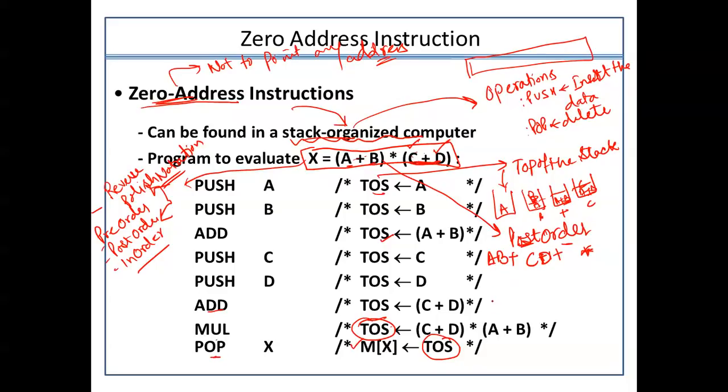It means that first of all, I need to push the data A into the stack. Then secondly, over A, I will push the value B. And thirdly, I will add the two values A plus B. Then I will push the value of C over it, and then I will push the value of D over it, and then perform the addition of C plus D. In the last, I will perform the multiplication of both the results. So this is how this entire stack organization will function.